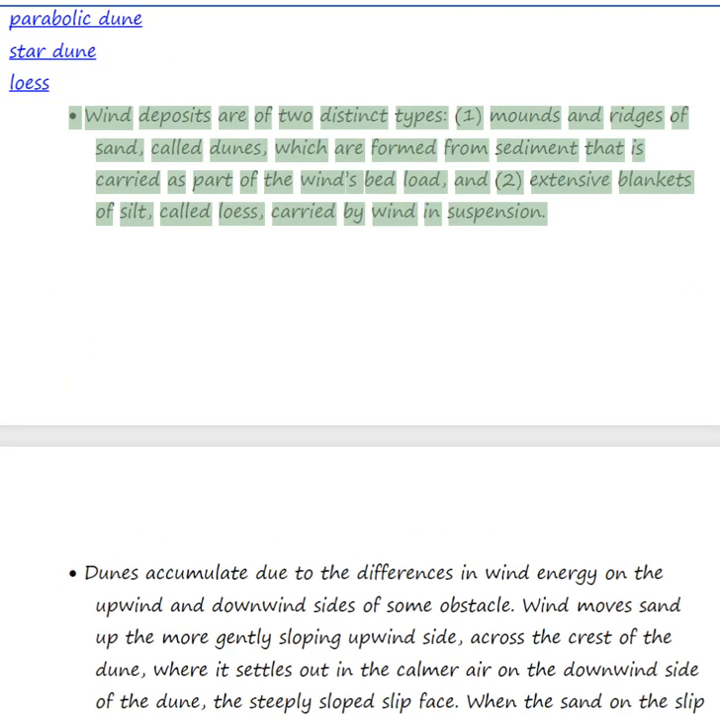Wind deposits are of two distinct types: mounds and ridges of sand, called dunes, which are formed from sediment that is carried as part of the wind's bed load, and extensive blankets of silt, called loess, carried by wind in suspension.